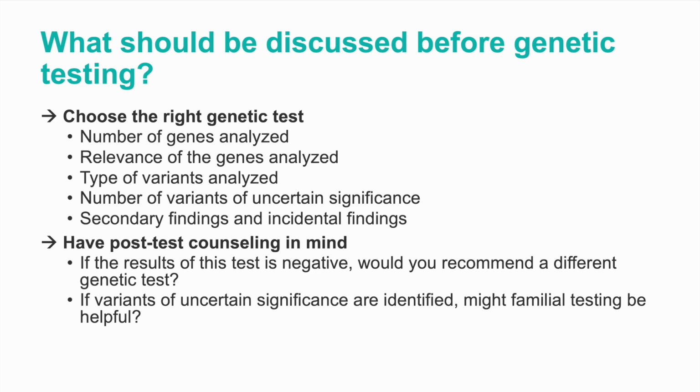If variants of uncertain significance are identified, would familial testing be helpful? And if yes, maybe you want to plant this seed in your patient so they can begin preparing themselves and their family members that they might be included in this testing, which is very different from other types of clinical tests. Usually we get tested, but nobody else in the family has to get any test because of that, right? It impacts only the patient. So this is one of the differences between genetic testing and other tests.